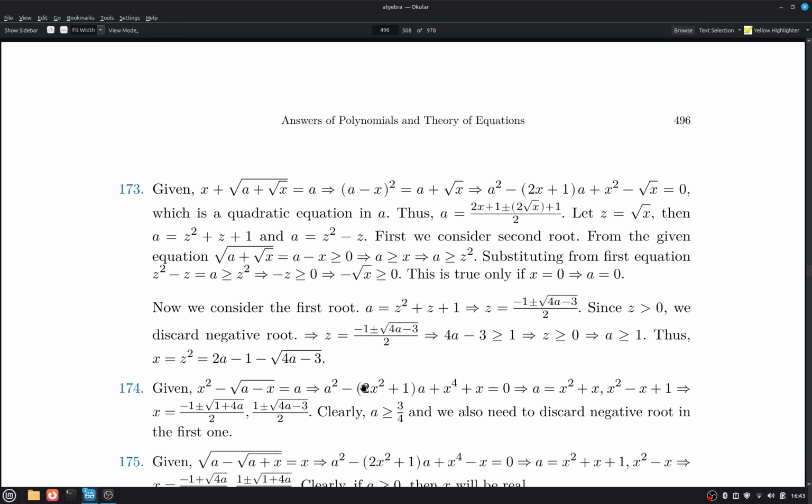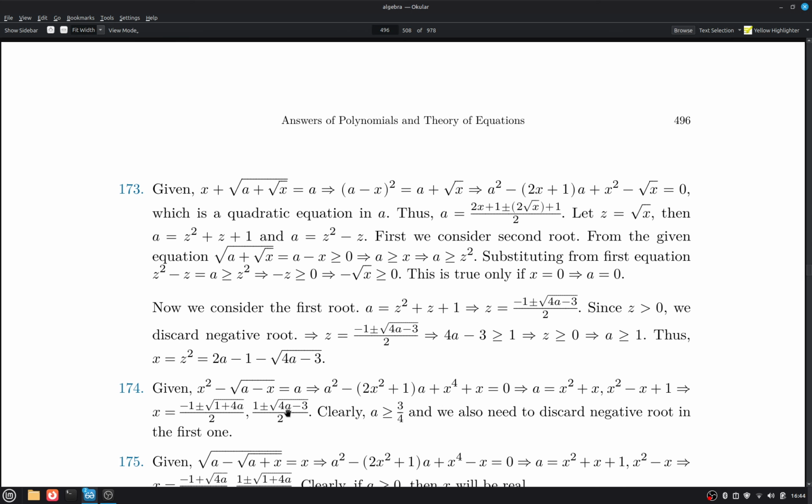square both sides and we obtain the equation a square minus (2x square plus 1) into a plus x to the power 4 plus x. If you solve this, you get a is equal to x square plus x and x square minus x plus 1. What this means is x is equal to (minus 1 plus minus square root of 1 plus 4a) by 2 and (1 plus minus square root of 4a minus 3) by 2. So clearly a would be greater than 3 by 4.